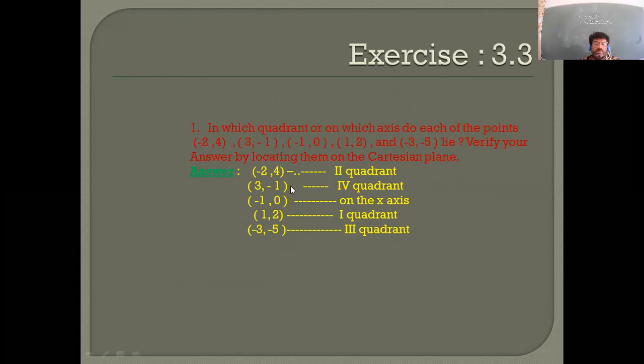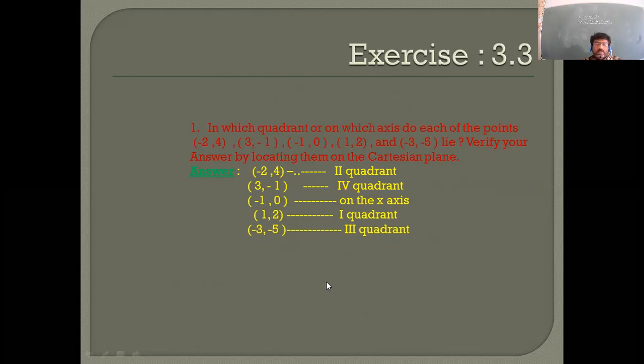(3, -1): x positive, y negative. Think of the positive x-axis and the negative y-axis downside. Joining that, it will be the fourth quadrant. (-1, 0): when 0 is coming, it is on the x-axis. Then (1, 2): both are positive, so the first quadrant. (-3, -5): x negative, y negative, both negative, in the third quadrant.